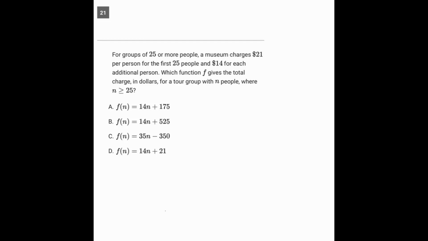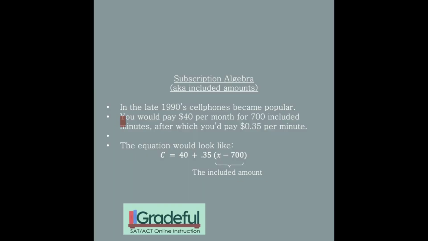Now going over to question 21, here we have a situation where the museum is charging a certain amount for the first 25 people and a different amount for additional people after that. We call that subscription algebra, or the algebra of included amounts. For instance, in the 1990s, cell phones became popular.